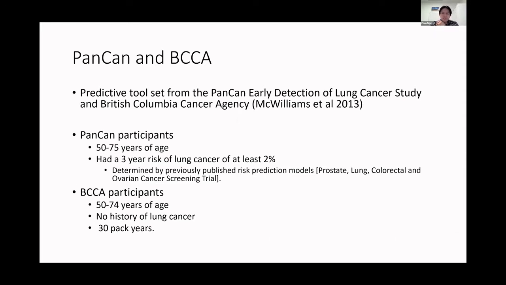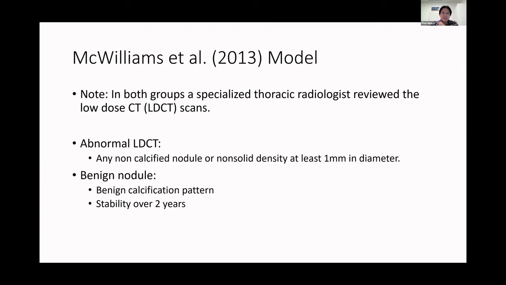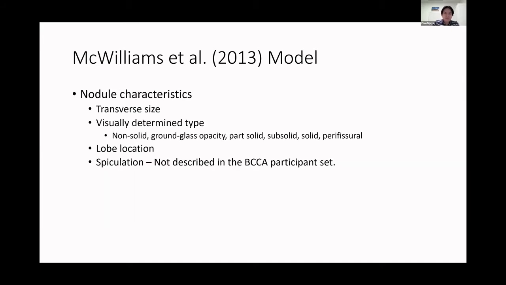So in both groups, a specialized radiologist reviewed the low dose CAT scans. So any non-calcified nodule or non-solid density of at least 1 millimeter in diameter was considered abnormal. A benign nodule had a calcification pattern or was deemed to be stable over 2 years. So they looked at nodule size, the nodule type, whether it was non-solid, ground glass, part solid, subsolid, solid, or around the fissure, the lobe location, and spiculation.